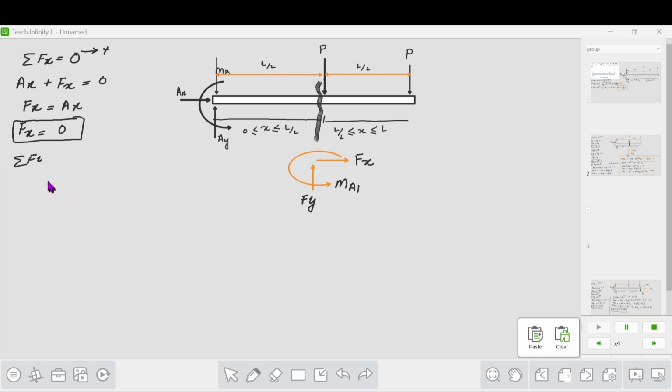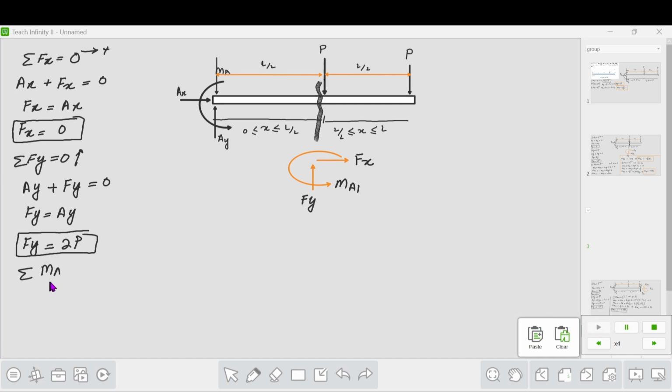Now summation of all vertical forces acting on this beam equal to 0. There are only two forces, Ay plus Fy, both directed up, that's why it is positive. So Fy is equal to Ay. I have found the Ay value, which was 2P. So Fy is equal to this Ay. It will be negative 2P. I was wrong writing this. This is negative 2P. Okay.